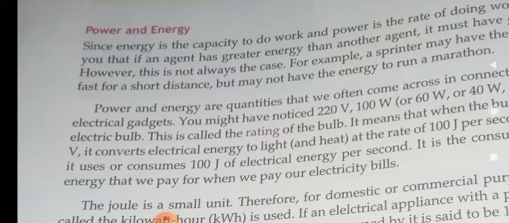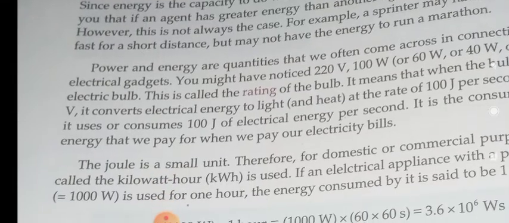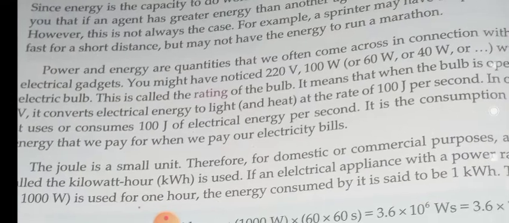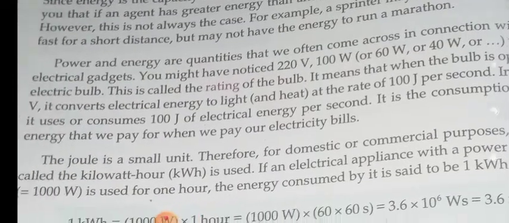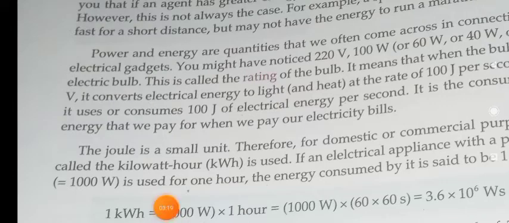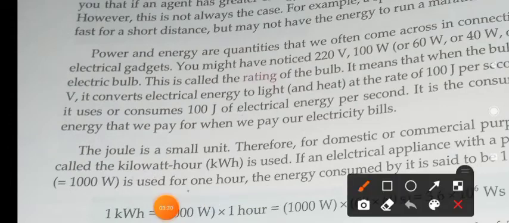They are used in electrical gadgets in our day-to-day life. We might have noticed that 220 watts, 100 watts are written on electric bulbs, and this is called the rating of the bulb. It means that when the bulb is operated with 220 volts, it converts electrical energy to light at the rate of 100 joules per second. In other words, it uses 100 joules of electrical energy per second and gives light energy.